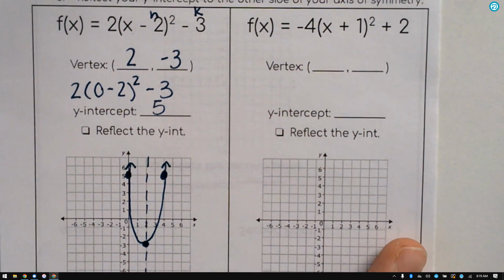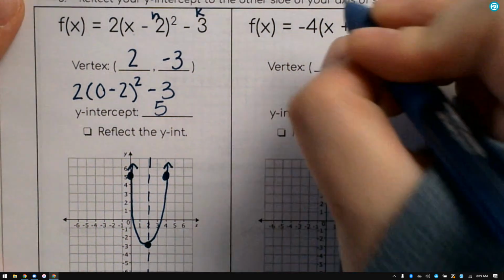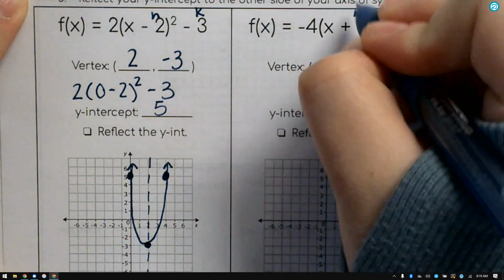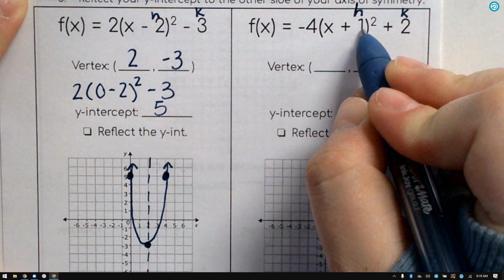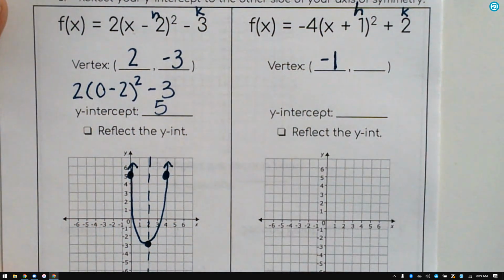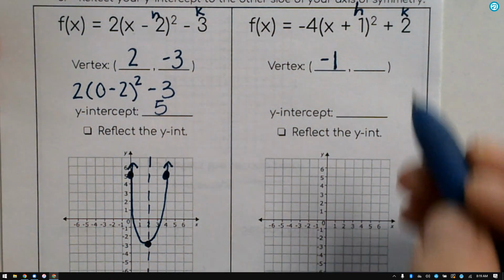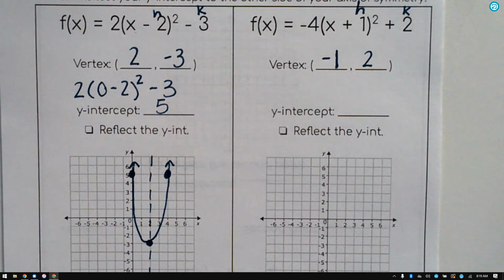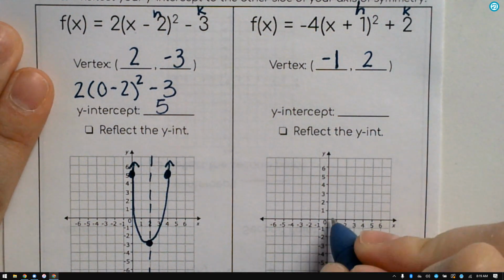First thing that we are going to do is find our vertex, which is our h and our k value. So in this one, because this is +1, my h value is -1, because my h value is always the opposite. And then my k value has the same sign. It is 2. So my vertex is -1, 2. I can go ahead and graph that. So I start at 0, 0. I will go left 1, up 2.